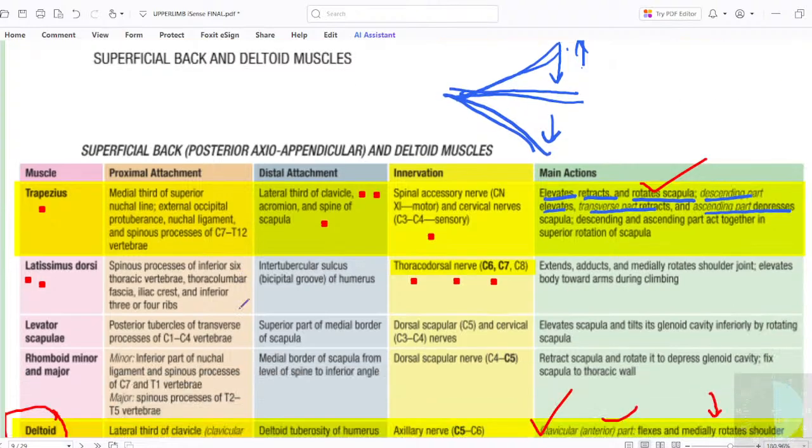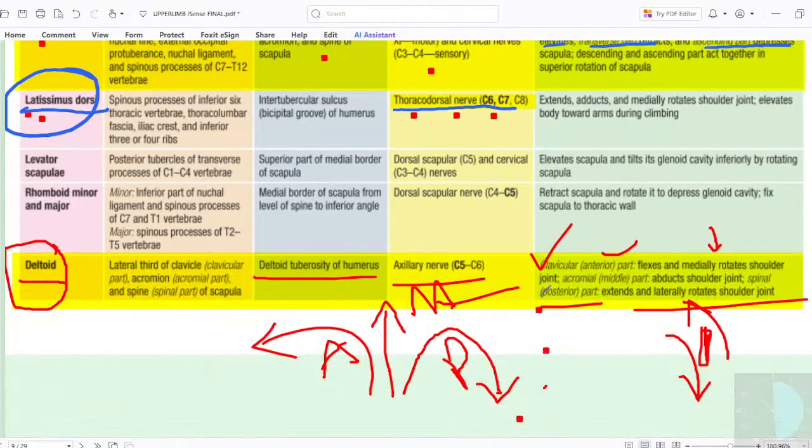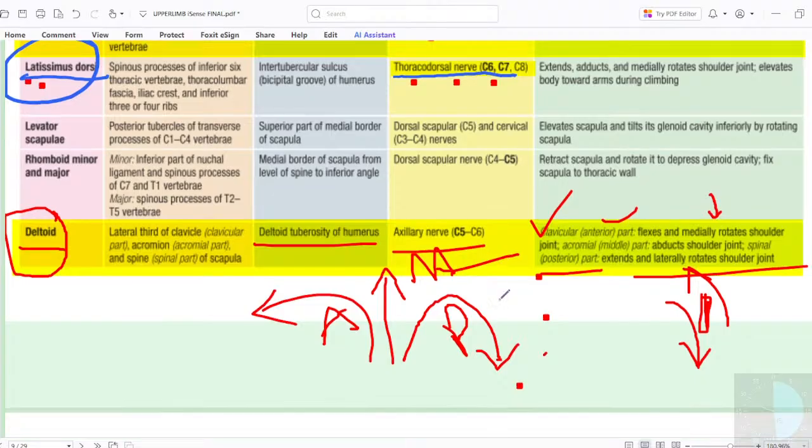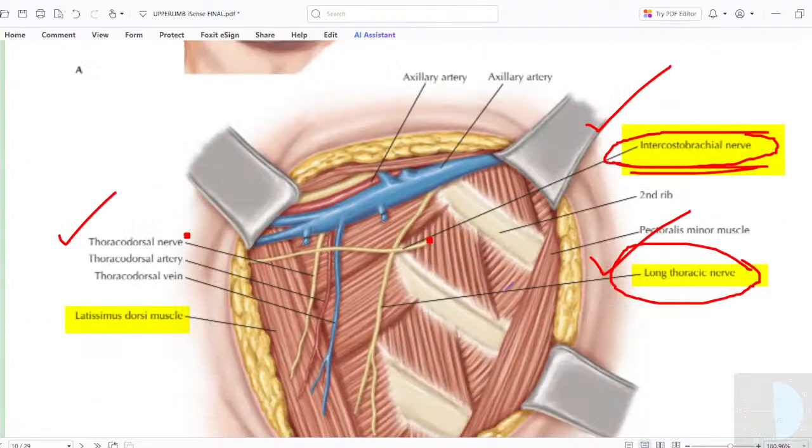Latissimus dorsi, they ask about the nerve supply. Latissimus dorsi is supplied by the thoracodorsal nerve, cervical 6, 7, 8. And deltoid is supplied by the axillary nerve. Very important. Deltoid we cannot miss.